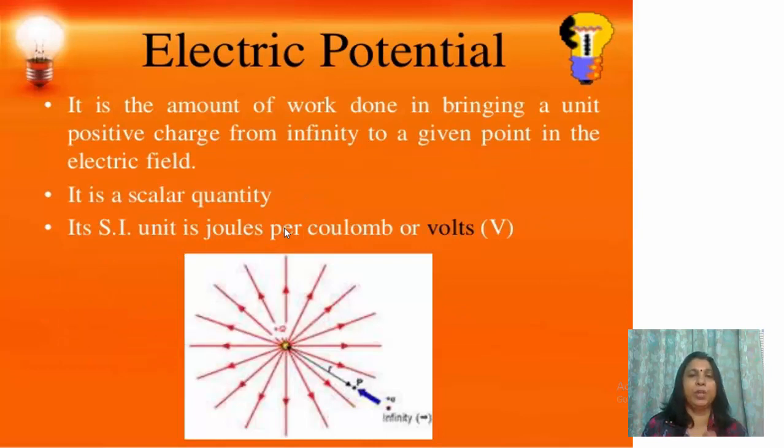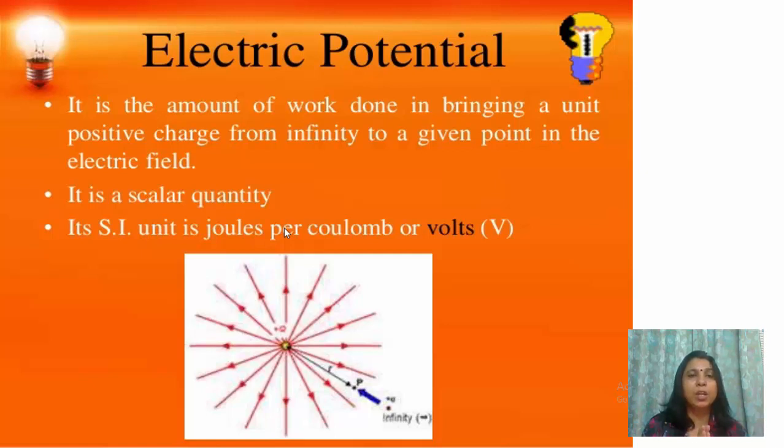Now, what is electric potential? Potential means the capacity, how much work you can do. Here the electric potential means the amount of work done in bringing a unit positive charge from infinity to a given point in the electric field. It is a scalar quantity. Its SI unit is joule per coulomb or volts.